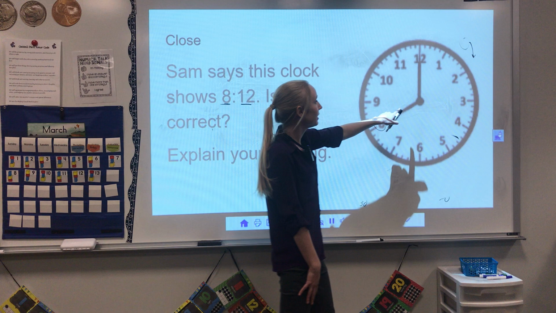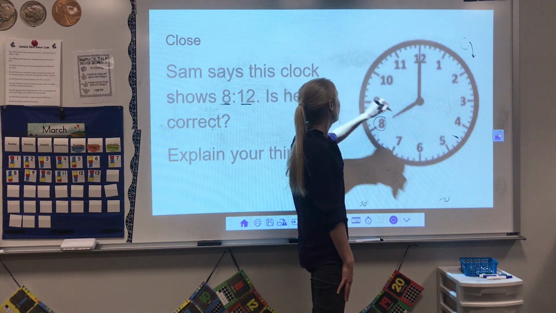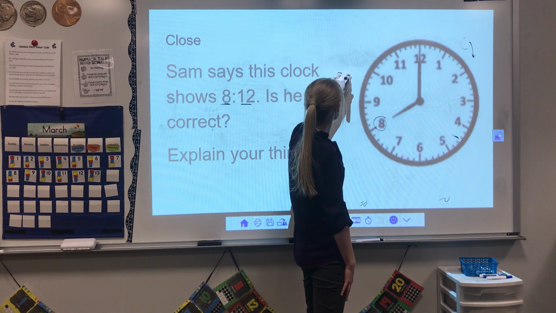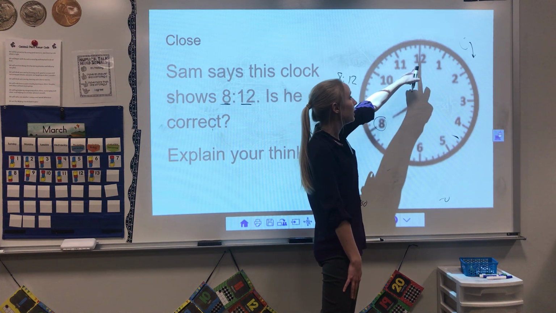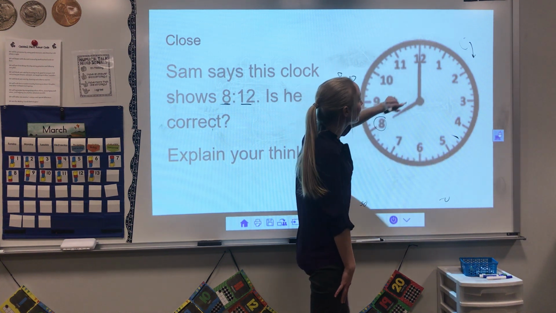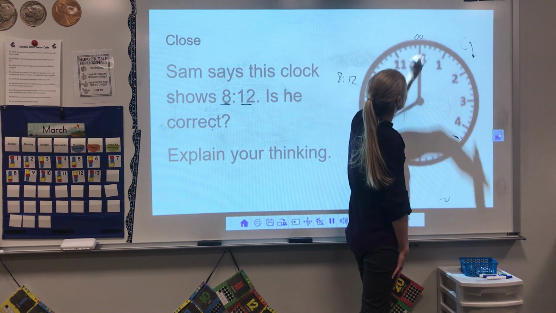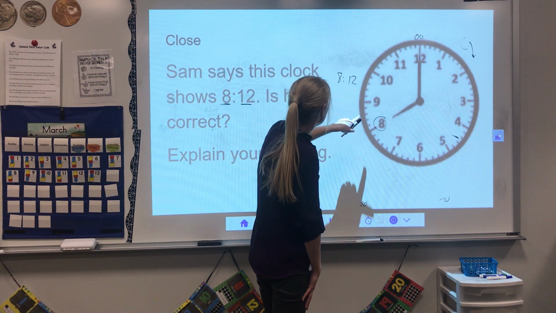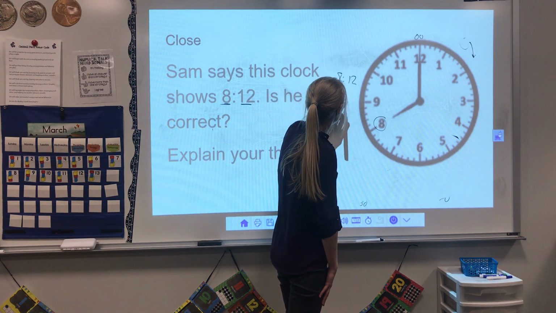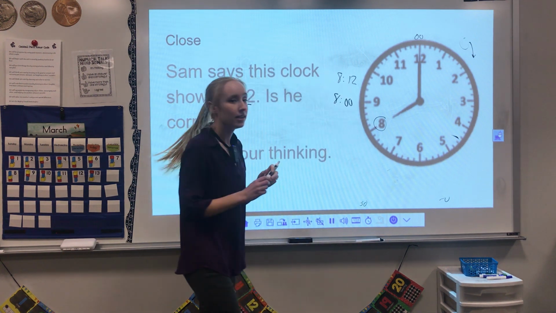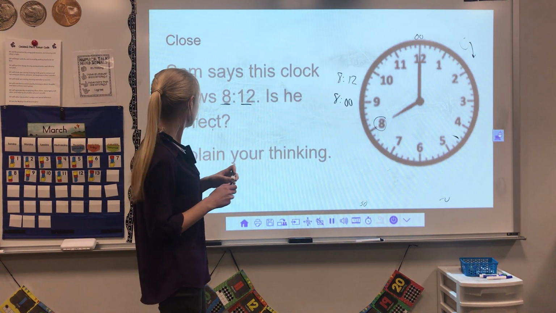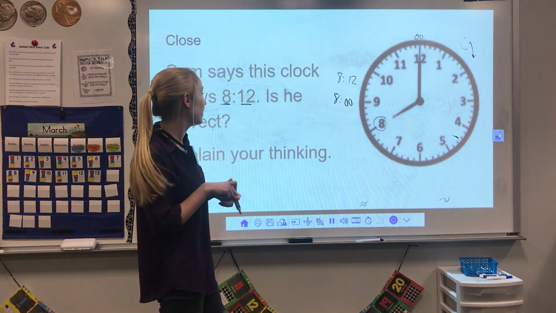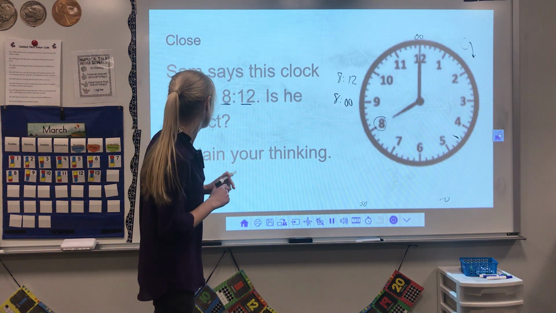My minute hand is pointing on the 12, but that does not mean it is 8:12. Remember, the minute hand on the 12 means o'clock. Because it's the top of the hour, there are no minutes yet in the hour. So it is 8 o'clock. So would that make Sam correct or incorrect? He is incorrect. It is 8 o'clock.